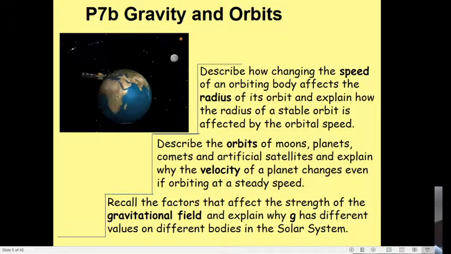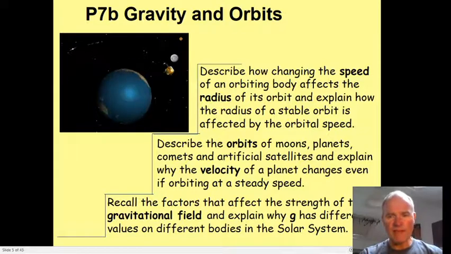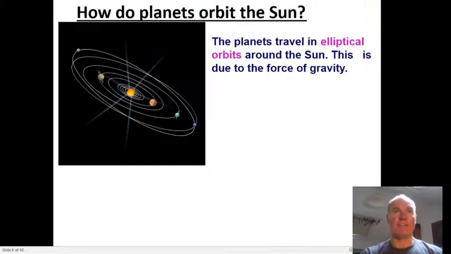Factors that affect the strength of the gravitational field, and explain why g, lowercase g, has a different value in different bodies in the solar system. So that's what we're about to try and find out during this session. And there'll be various things for you to pause, stop and think and do. I'm back now, so let's have a look at our next area.